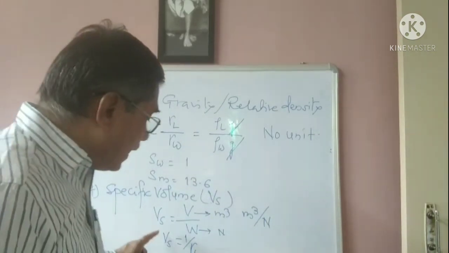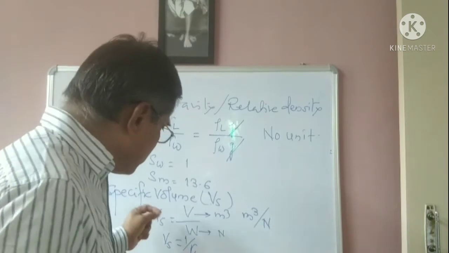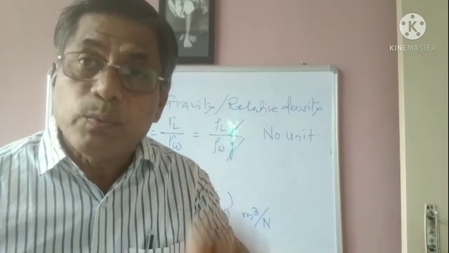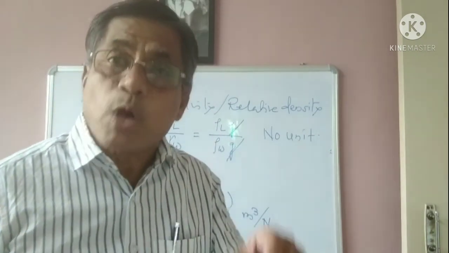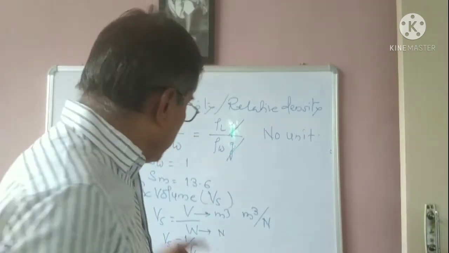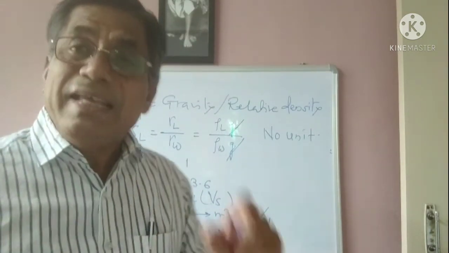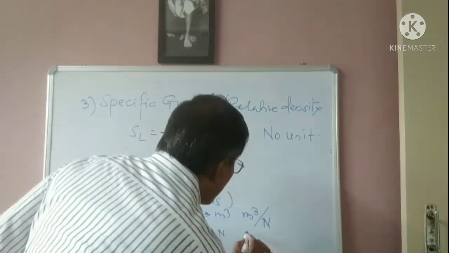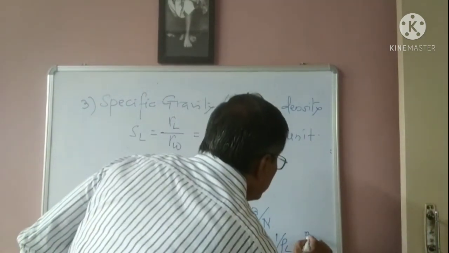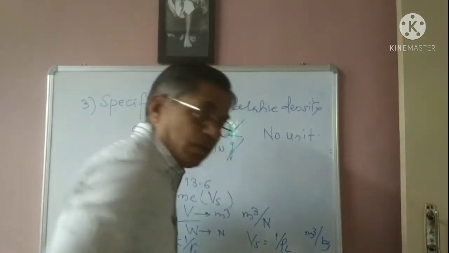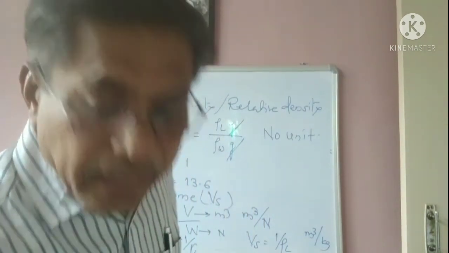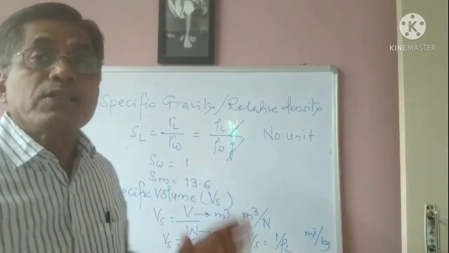Okay. This formula or this definition is applicable to liquids only. As far as the gas flow problems are concerned, this specific volume is taken as reciprocal of mass density, and in that case its unit is meter cube per kg. So in case of gas flow problems, the specific volume is taken as reciprocal of mass density.